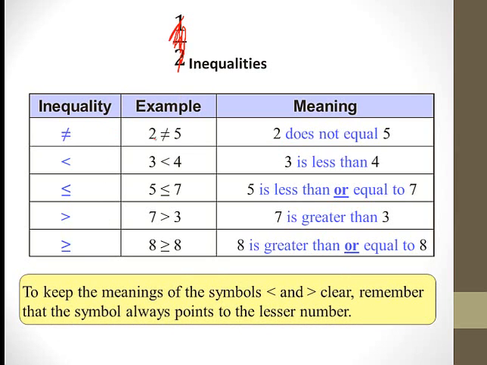Okay, so if I had 2 and the not equal sign, that means 2 is not equal to 5, 3 is less than 4, 5 is less than or equal to 7, 7 is greater than 3, and 8 is greater than or equal to 8.